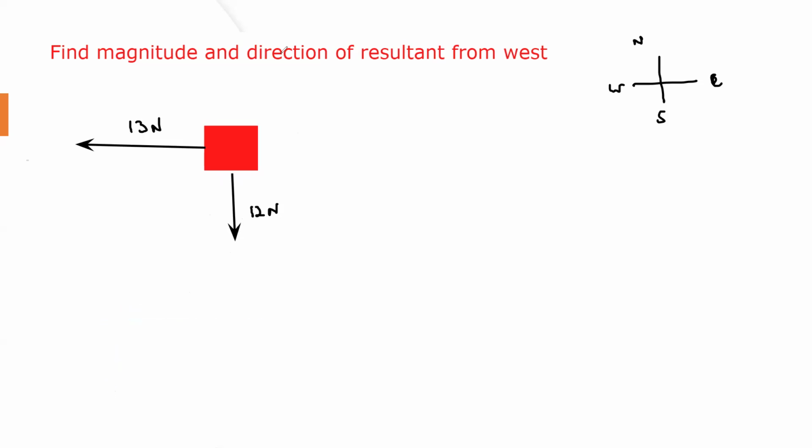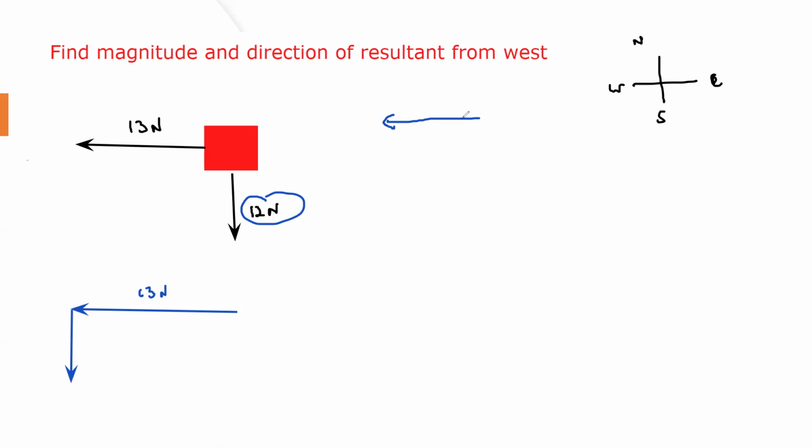Look, first I drew 13 newtons towards the left. Then the second vector I have to draw from the first vector. Up or down? Down. Because 12 newtons is downward, not left or right, because the first vector is toward the left. This is called head to tail.